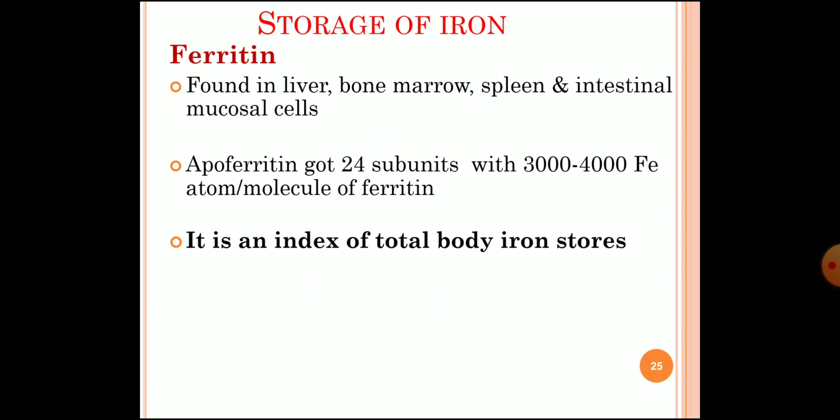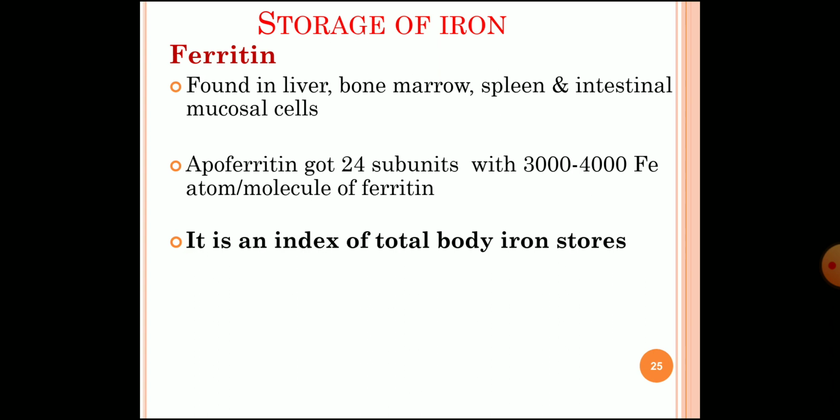Now what is the storage form? That is ferritin, formed in the liver, bone marrow, spleen and the intestinal mucosa. In the intestinal mucosa it is a temporary storage form, and if there is more iron, it will be stored in the liver, bone marrow and spleen. Apoferritin has 24 subunits with 3000 to 4000 iron atoms per molecule of ferritin. So a large quantity of iron is stored in the ferritin molecule, and the level of ferritin is an index of the total body iron stores.